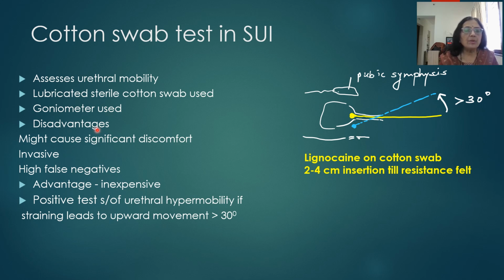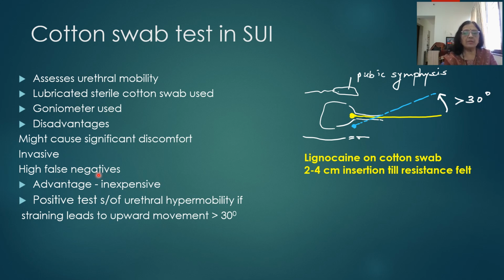Now, disadvantages of this cotton swab test. Frankly speaking, I have not done this cotton swab test in any patient, and the main reason is it might cause significant discomfort. It is invasive. Whenever we introduce it, though it is a sterile cotton swab, there is a possibility of urinary tract infection because of this test. And there are high false negatives.